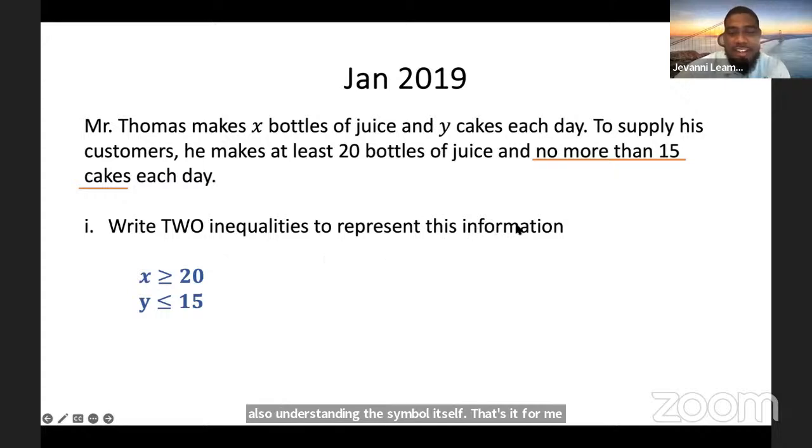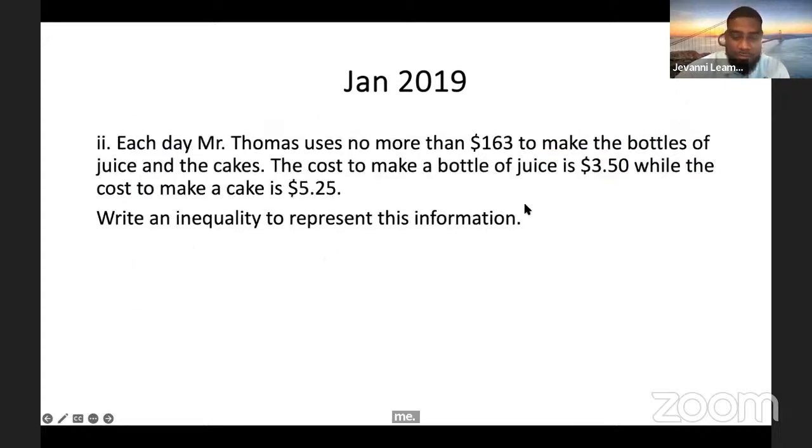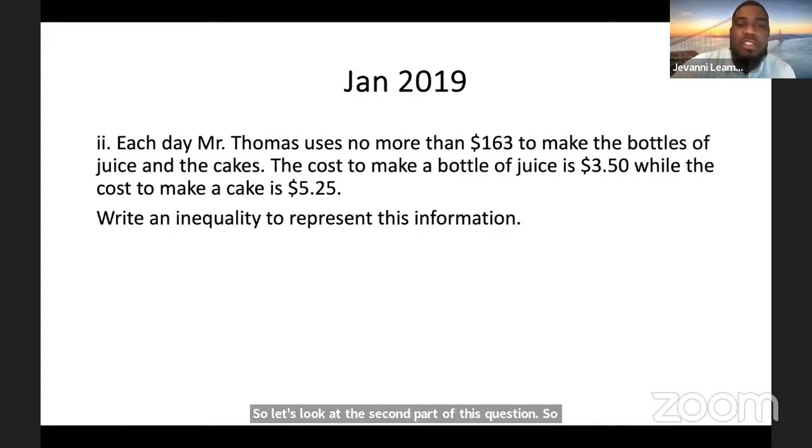Okay. All right, good. So let's look at the second part of this question. Each day, Mr. Thomas uses no more than $163 to make the bottles of juice and the cakes. The cost to make a bottle of juice is $3.50, while the cost to make a cake is $5.25. Now, they want us to use an inequality in order to represent this information.